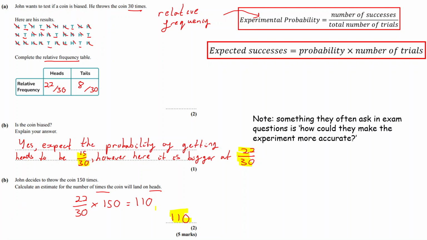A quick point here. Something they ask in exam questions quite often, and we talked about this before in a video, is how could they make the experiment more accurate? Well, you could increase the number of trials. They often ask that question. So just do the experiment more times. Because if you threw that coin 1,000 times, it gets more accurate. So you can be more certain that a coin is or isn't biased.